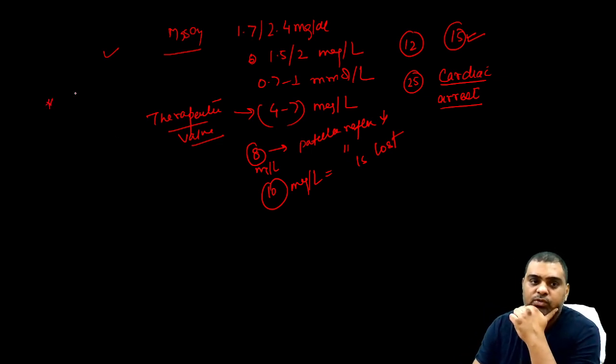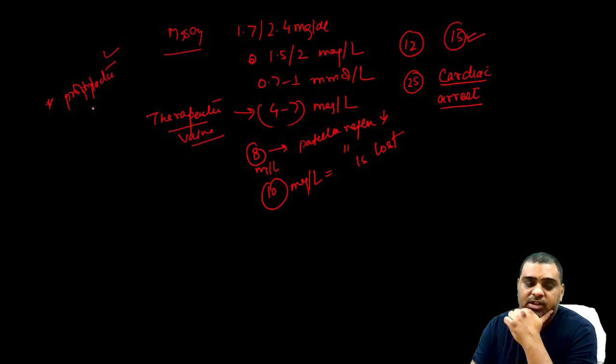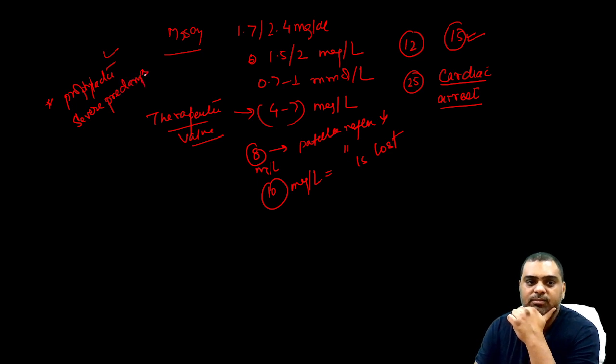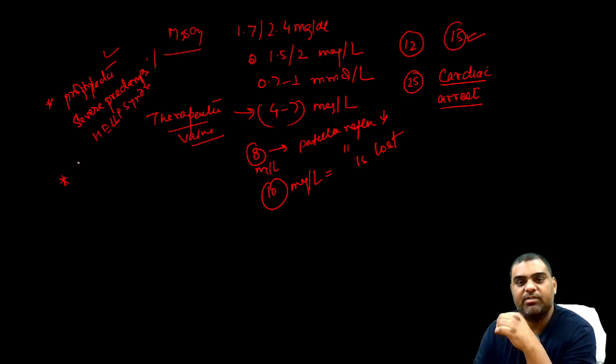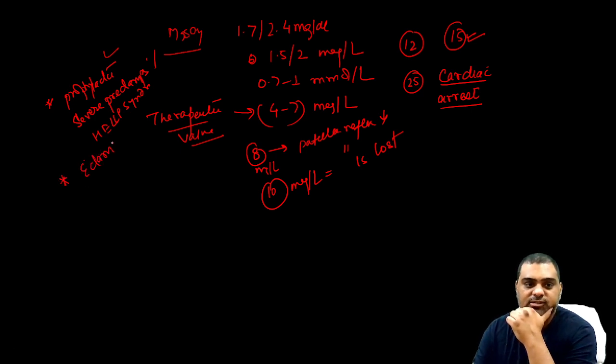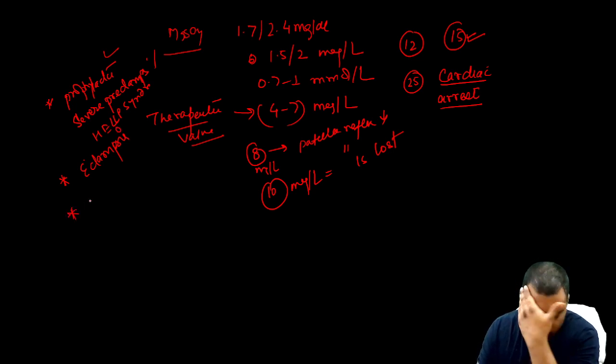So now, what are the places where you will use MgSO4? I have told you, you will use it as a prophylactic in severe preeclampsia and in HELLP syndrome. The reason is that it is a calcium antagonist and prevents capillary leakage. Second, it is used in eclampsia, that is in convulsion, because it is an NMDA antagonist.